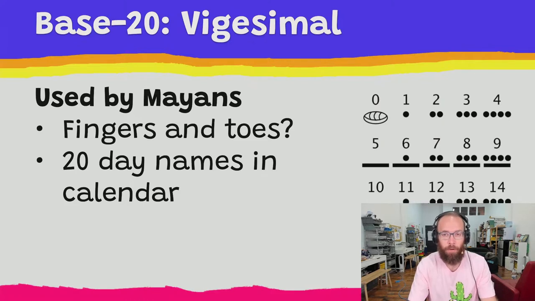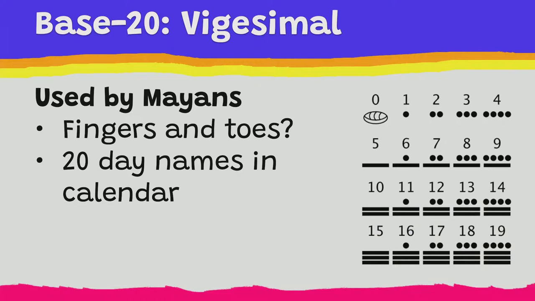And another one from this hemisphere is base 20, which is very famously used by Mayans. People think it comes from fingers and toes. You'll see here that Mayans did have a concept of zero pretty early on, and so you see zero show up there in their counting system. In Mayan artifacts you can see these counting systems used.